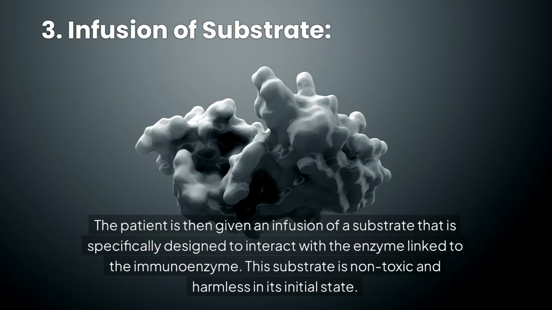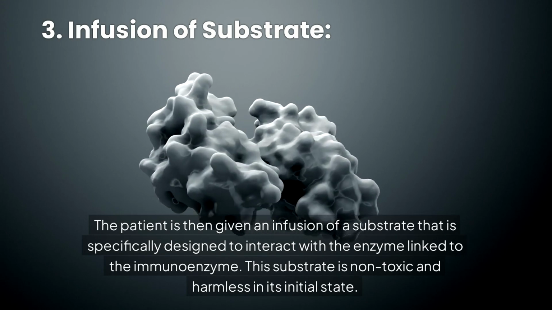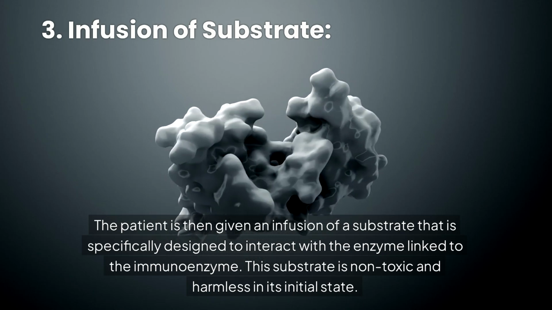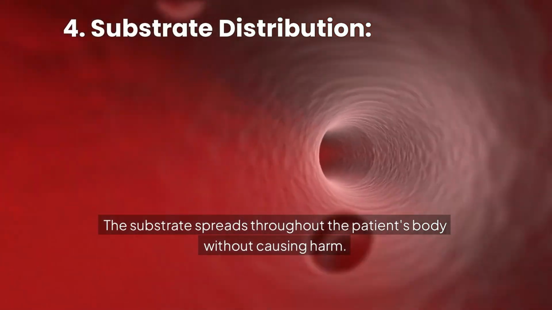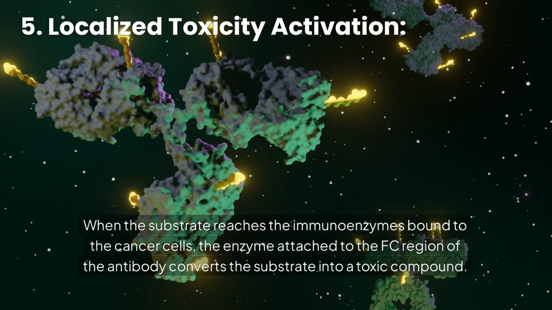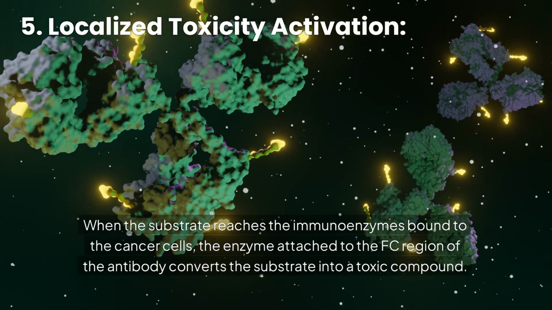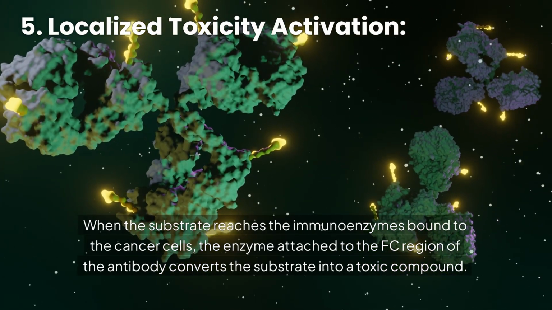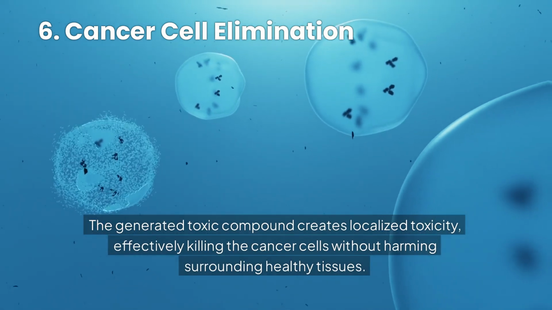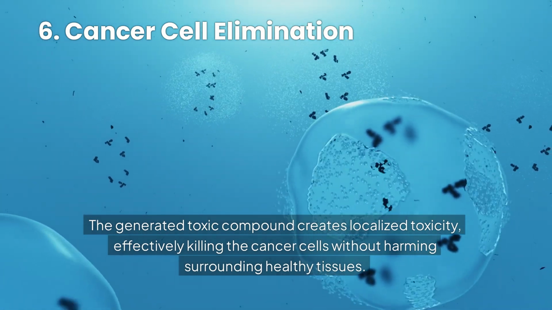The patient is then given an infusion of a substrate that is specifically designed to interact with the enzyme linked to the immunoenzyme. This substrate is non-toxic and harmless in its initial state. The substrate spreads throughout the patient's body without causing harm. When the substrate reaches the immunoenzymes bound to the cancer cells, the enzyme attached to the Fc region of the antibody converts the substrate into a toxic compound. The generated toxic compound creates localized toxicity, effectively killing the cancer cells without harming surrounding healthy tissues.